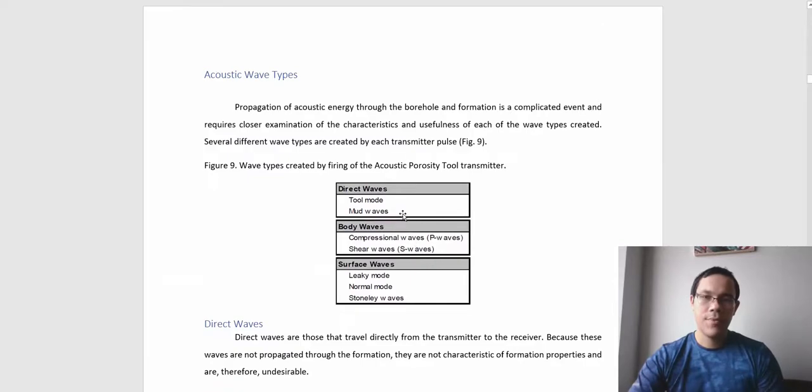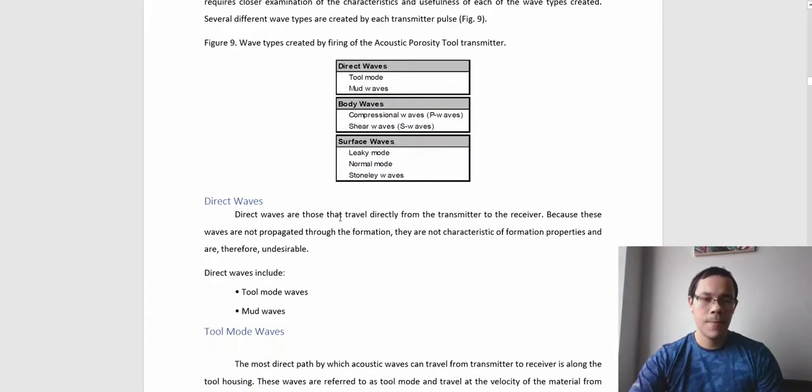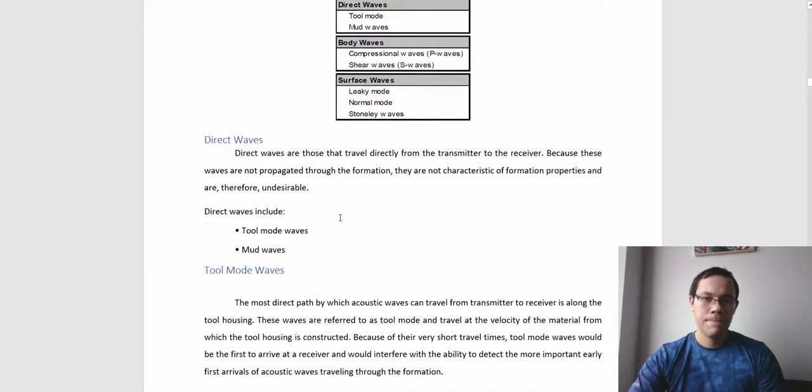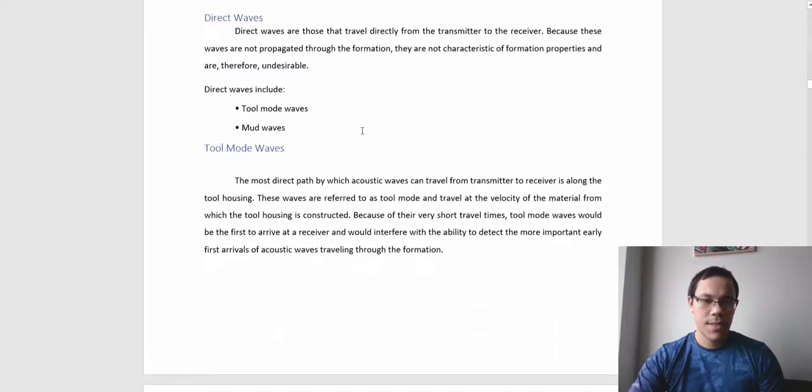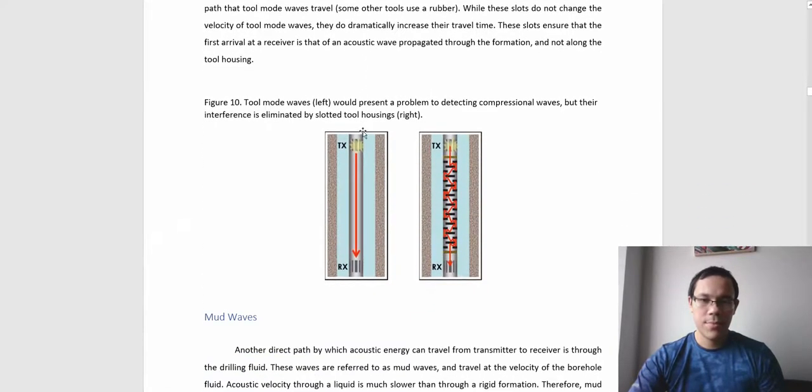This is again a recap of all the types of waves created. Direct waves, they are called direct because they travel directly. The tool mode is the wave that travels through the housing of the tool. The mud wave travels through the mud. We'll see the rest in the following example.